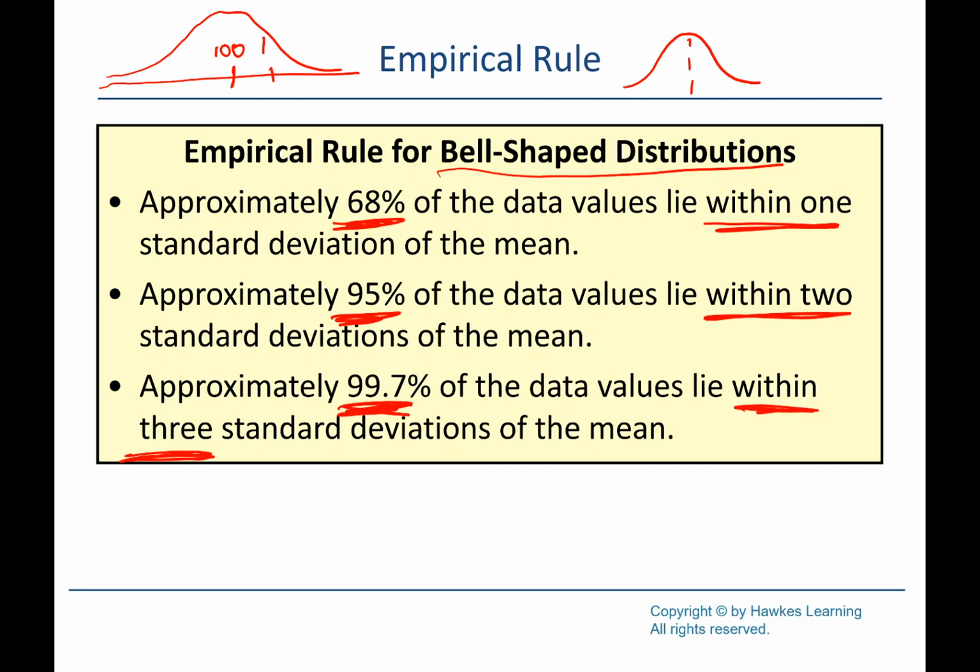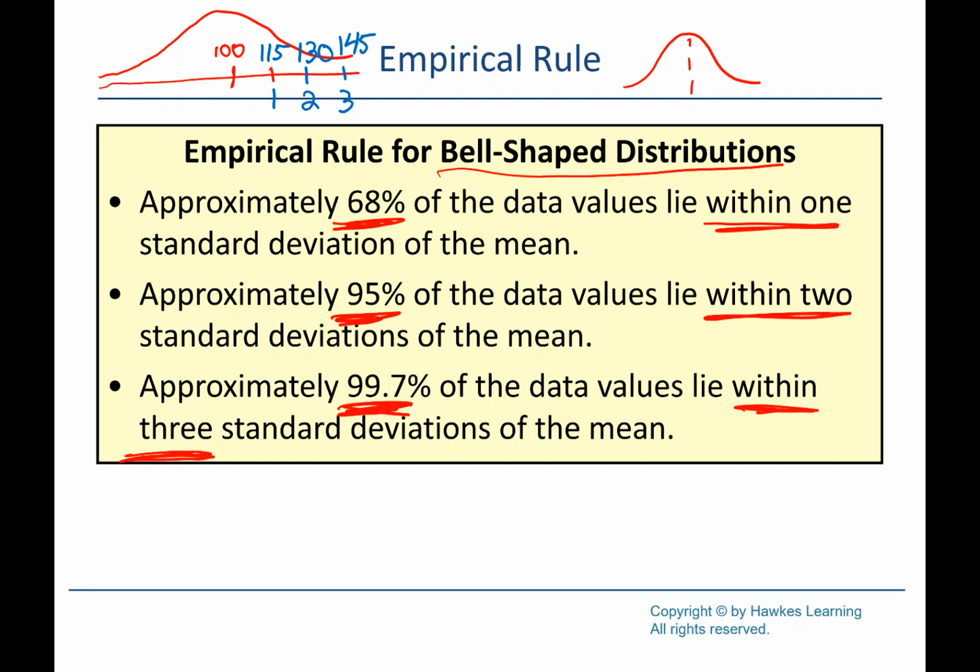That means 115, let me get a different color, 115 would be 1 standard deviation above the mean. And then 130 would be 2 standard deviations above the mean. And then 145 would be 3 standard deviations above the mean.